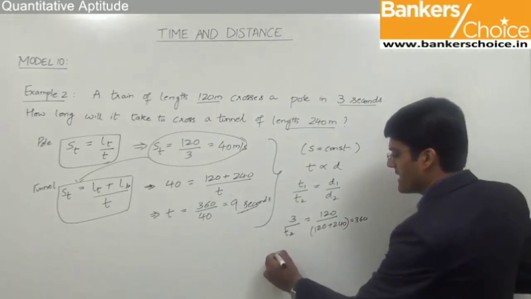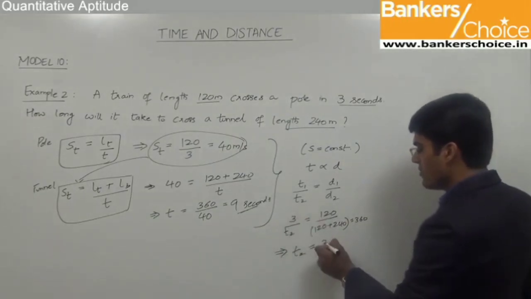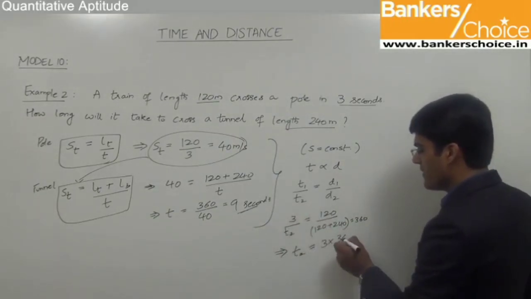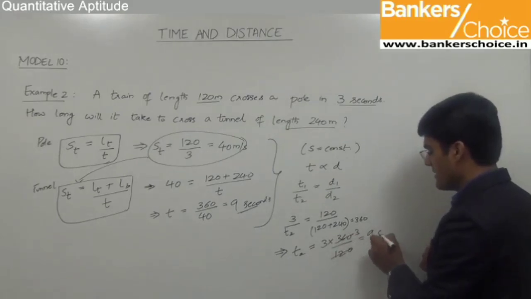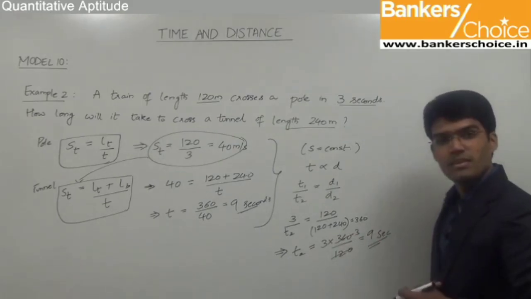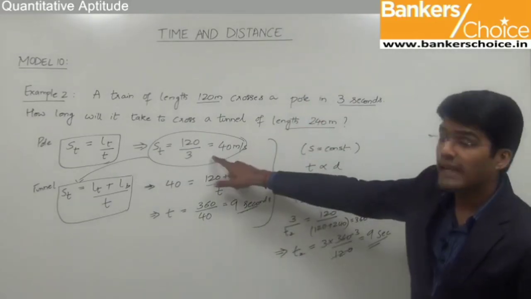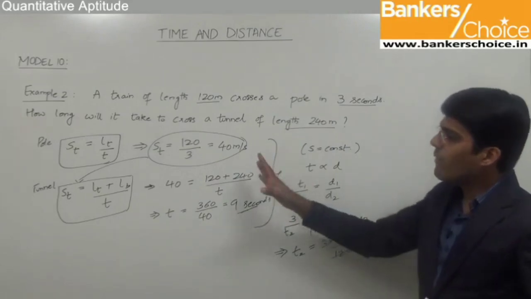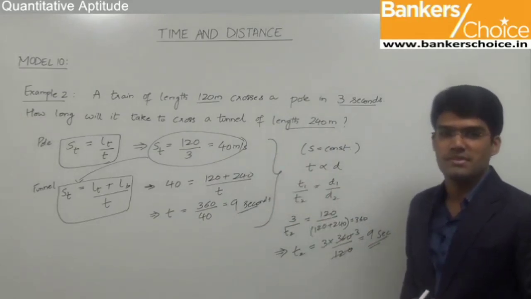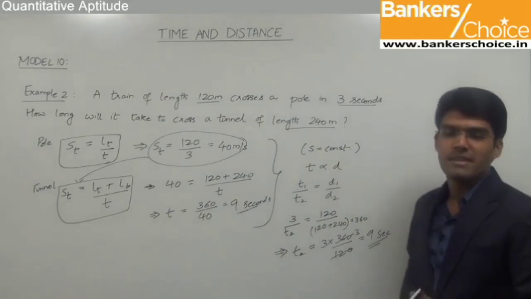So from this we can say that the time taken in the second case should be equal to 3 into this 360 divided by 120, which goes 3 times. So 3 into 3 here is 9 seconds. So as you can see here, the same question has been answered without even finding out the speed of the train. So friends, try to be smart and avoid using these lengthy procedures. You can simply get the answer by taking the proportionality between time and distance.